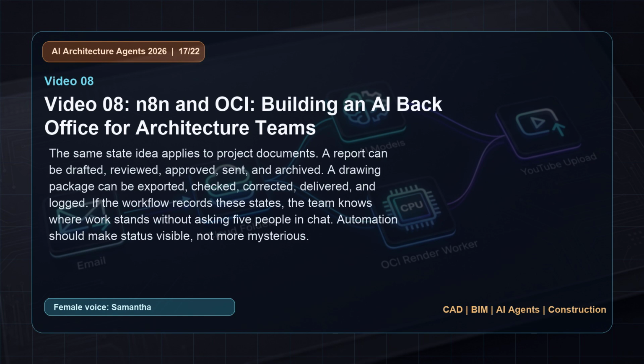The same state idea applies to project documents. A report can be drafted, reviewed, approved, sent, and archived. A drawing package can be exported, checked, corrected, delivered, and logged. If the workflow records these states, the team knows where work stands without asking 5 people in chat. Automation should make status visible, not more mysterious.